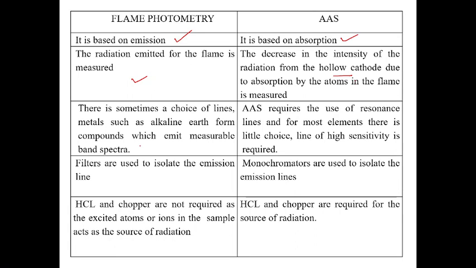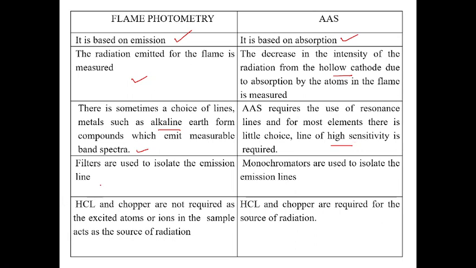The additional source is there, and when atoms absorb the radiation, there will be attenuation of the radiation. Now in flame photometry, there is sometimes a choice of lines, because alkaline earth metals form compounds which emit measurable band spectra. So since there is band spectra, there is a choice of lines, but in AAS we have to choose a line of high sensitivity. AAS requires the use of resonance lines, and for most elements there is little choice. A line of high sensitivity is required.